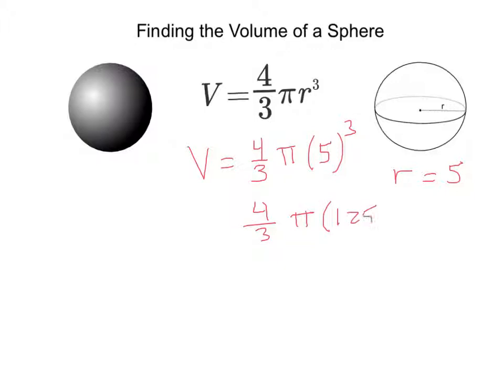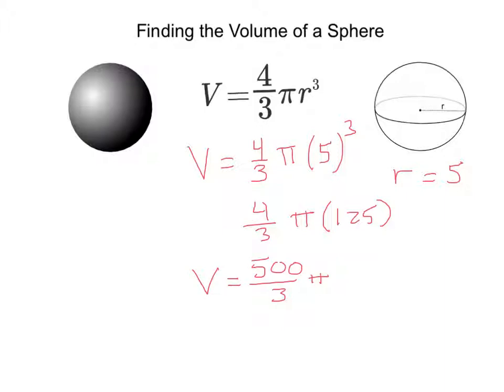125. Since this 125 is all over 1, I can multiply the 4 by 125. That would be 500 over 3 pi. And there is your volume for this sphere.